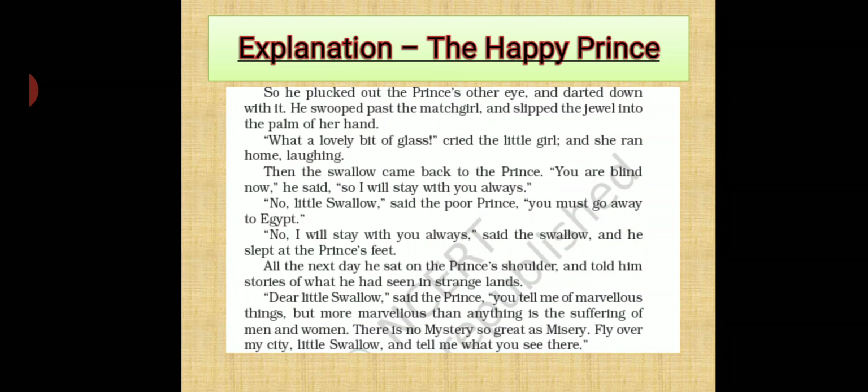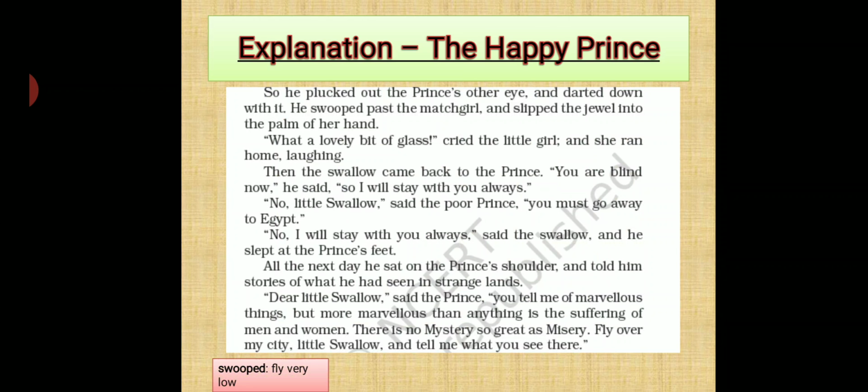So he plucked out the prince's other eye and darted down with it. He swooped. Swooped means fly very low. Past the match girl and slipped the jewel into the palm of her hand. What a lovely bit of glass, cried the little girl, and she ran home laughing.